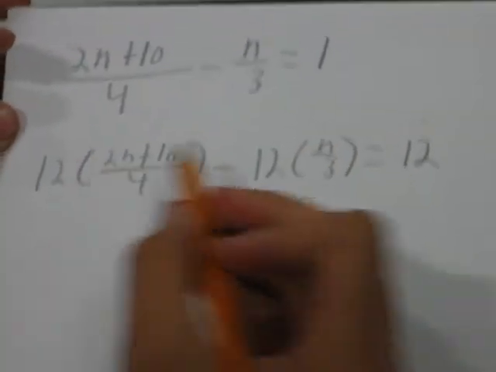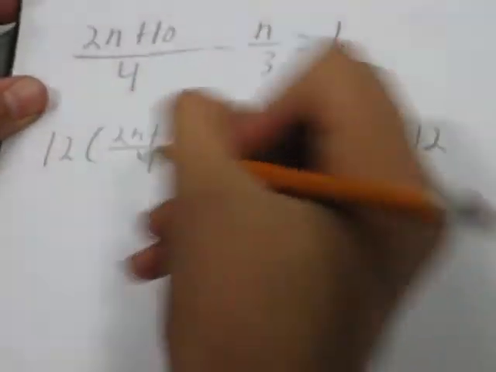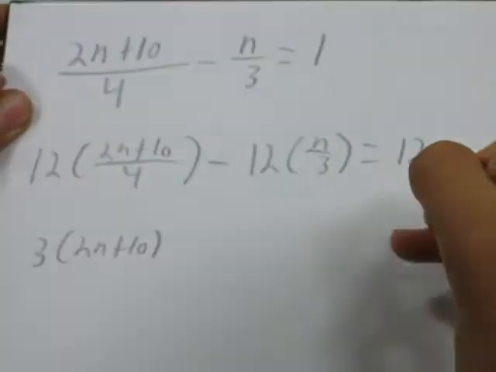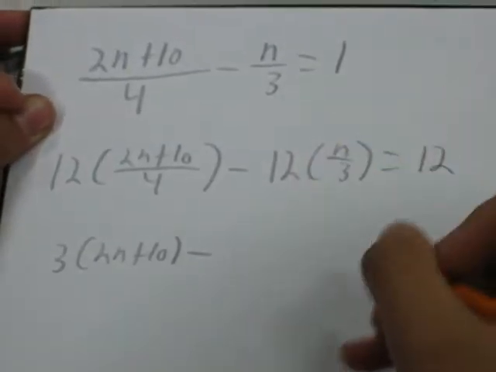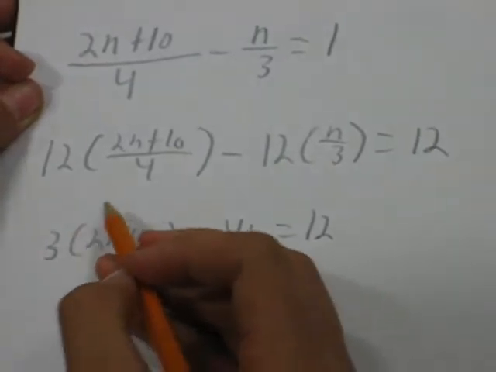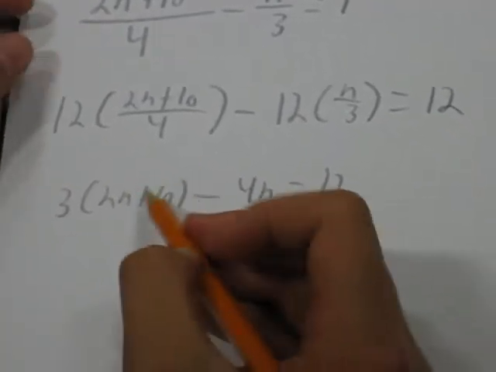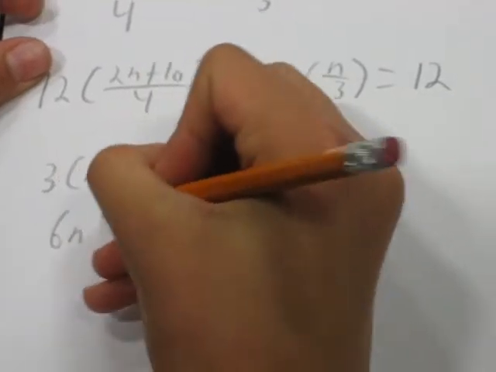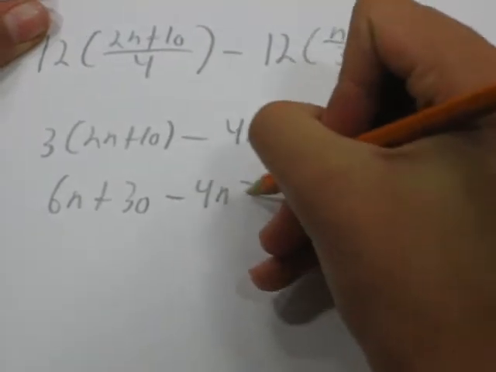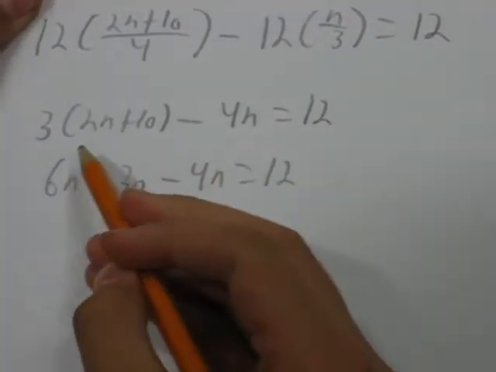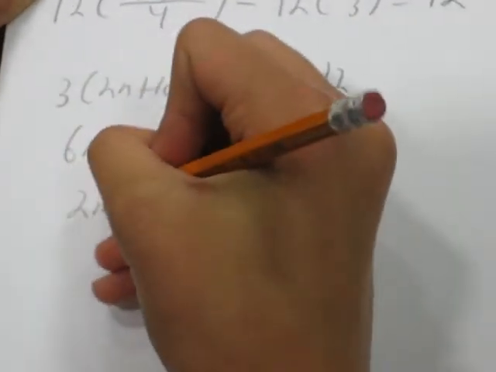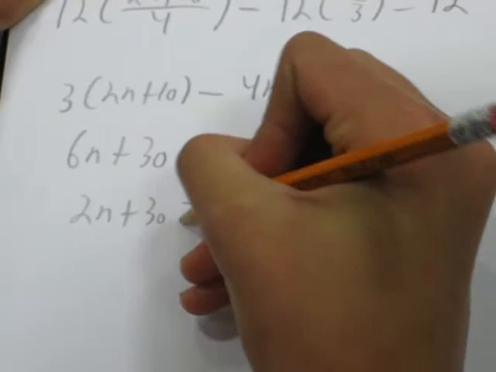So, same thing as we did before, division. So 12 divided by 4 is 3, times (2n + 10), minus 12 divided by 3 is 4, 4n, equals 12. So then once again we times all the stuff in the brackets. So 6n + 30 - 4n equals 12. And once again we have to combine the common terms. So 6n - 4n is 2n, plus 30 equals 12.